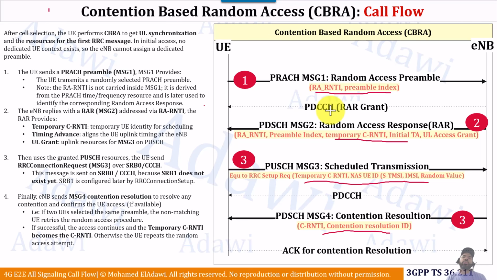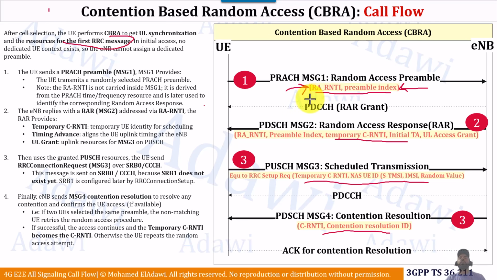Now he needs to initiate the contention-based random access procedure in order to get uplink synchronization, and also to get the resources for the first RRC messages. Because once you get uplink synchronized, he can get the resources. He can now start uploading or replying back and forth to the eNodeB. So if you look into the first message being sent by the user to the eNodeB, it includes the preamble index. For example, as I told you, from 0 to 63, it's telling him I selected this preamble 0 or 63 or whatever, and it also contains something called RA-RNTI, Random Access Radio Network Temporary Identifier.